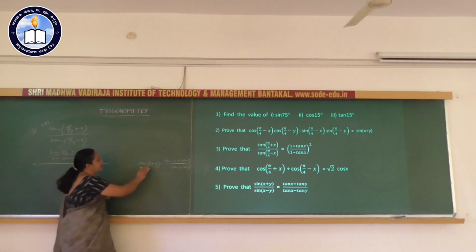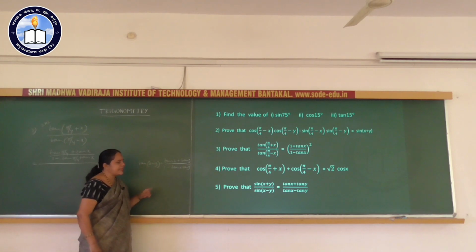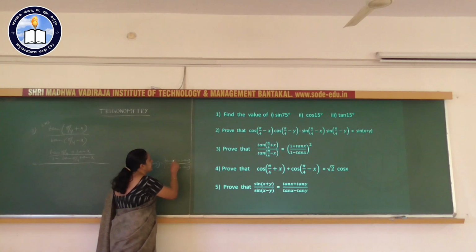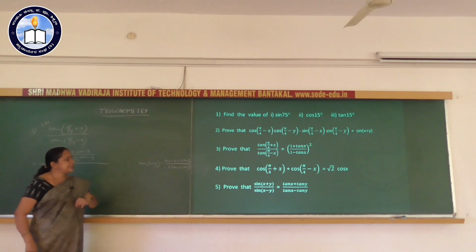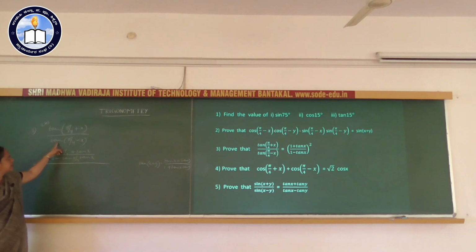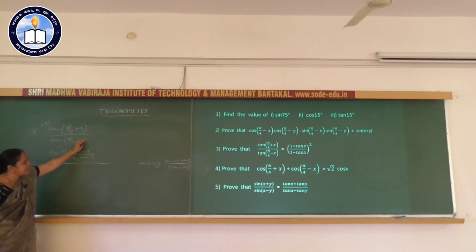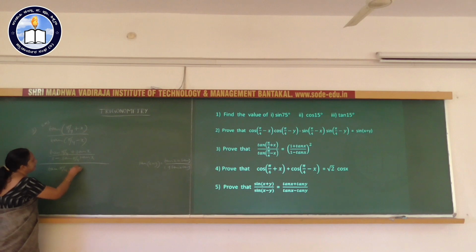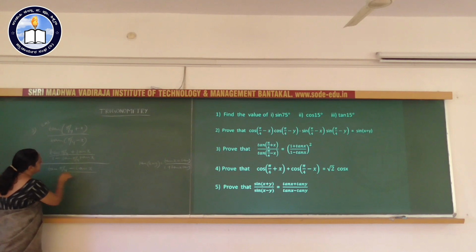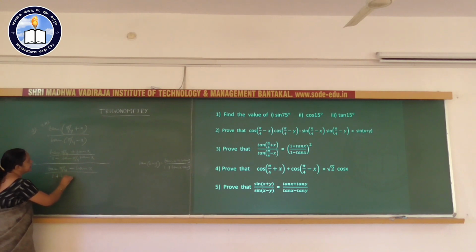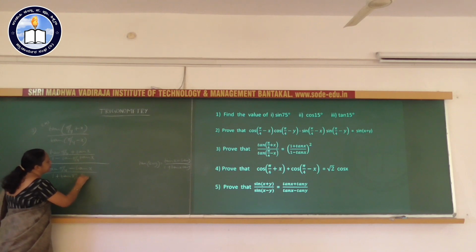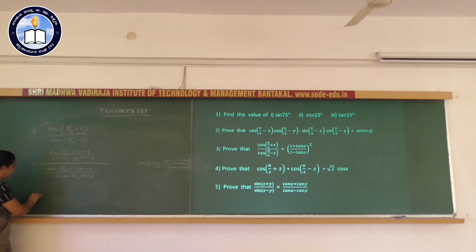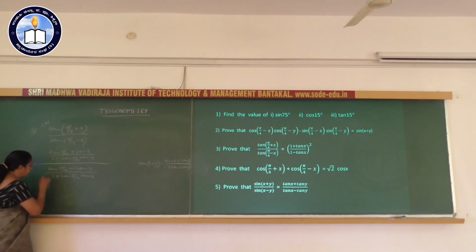What is tan x minus y? Formula tan x minus y is tan x minus tan y divided by 1 plus tan x into tan y. So tan pi by 4 minus x, consider this as x, this as y. So tan pi by 4 minus tan x divided by 1 plus tan pi by 4 into tan x. That's same as, what is tan pi by 4? Tan pi by 4 is 1.